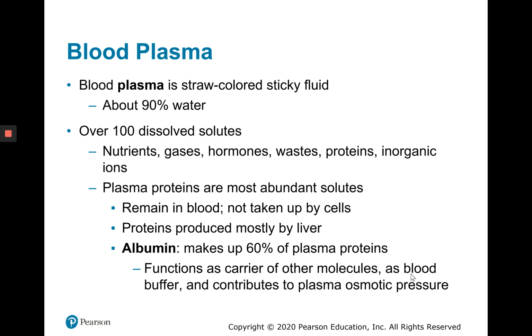An important plasma protein to take note of is albumin. Albumin makes up 60% of plasma proteins. So not only is it an important plasma protein, it's an abundant plasma protein. The reason it's important is because it functions as a carrier of other molecules, such as a carrier of steroid hormones, and it's also a blood buffer, but probably the most important function it has is maintaining oncotic or osmotic pressure. So it definitely contributes to maintaining a pull on water and preventing blood plasma loss or fluid loss to interstitial spaces and tissues.